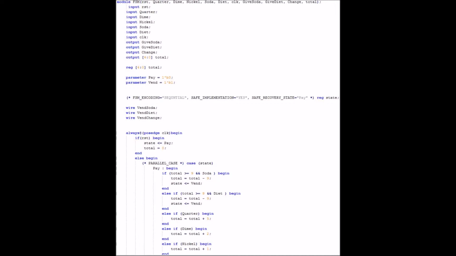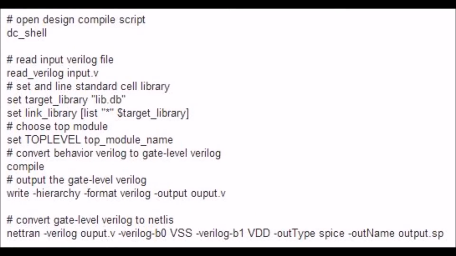The project simulates an actual vending machine that will give out soda when a sufficient amount of cash is inserted. The conversion of Verilog modules to transistor-level netlists is done using the Design Compiler script from Synopsys. The commands are presented on the screen.